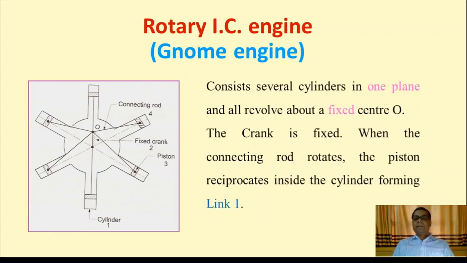Now, it consists of several cylinders in one plane, and all revolve about a fixed center O. The crank is fixed over here. Crank means you can see the fixed crank. When the connecting rod rotates, the piston reciprocates inside the cylinder, forming a rotary motion in link 1.